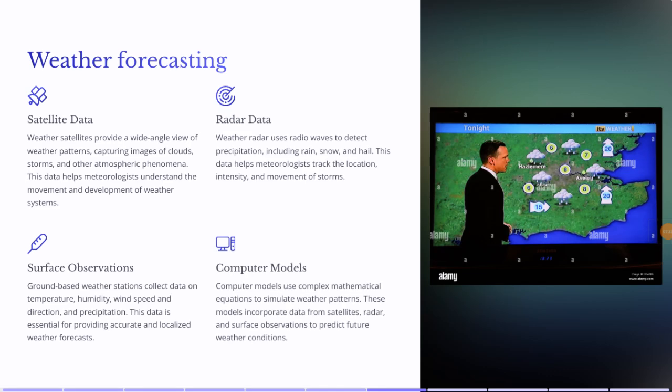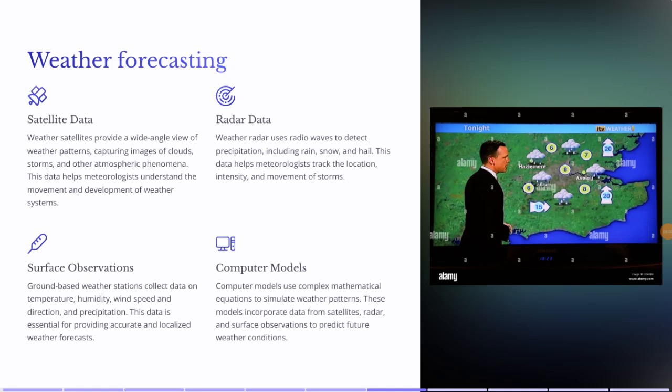Weather forecasting. Satellite data. Weather satellites provide a wide-angle view of weather patterns, capturing images of clouds, storms, and other atmospheric phenomena. This data helps meteorologists understand the movement and development of weather systems.